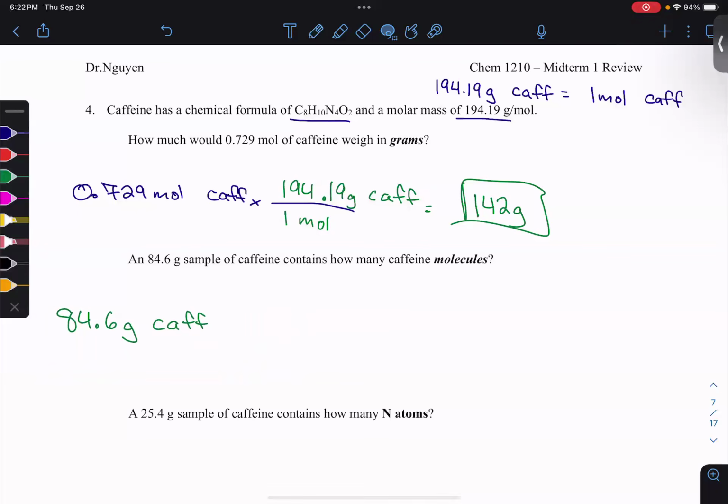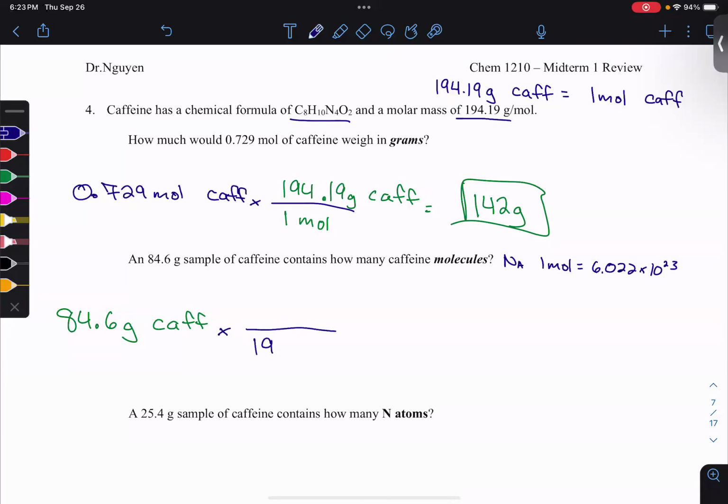All right, so what we're gonna do here is kind of like what we did in the previous question, but backwards. We want to go from grams of caffeine to moles of caffeine, and then go one step further and go to molecules of caffeine, where we're gonna use, again, Avogadro's number, where 1 mole of anything is equal to 6.022 times 10 to the 23 of those things. So what I'm going to do is use molar mass of caffeine to convert this to moles. So where am I gonna put the 194, top or bottom?